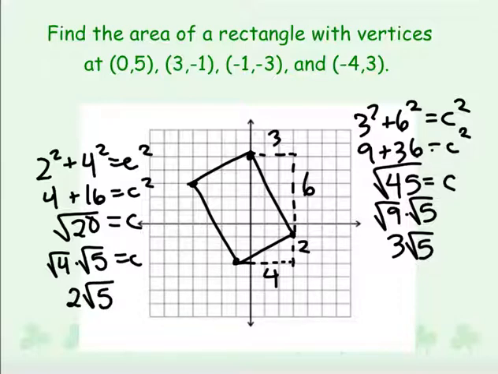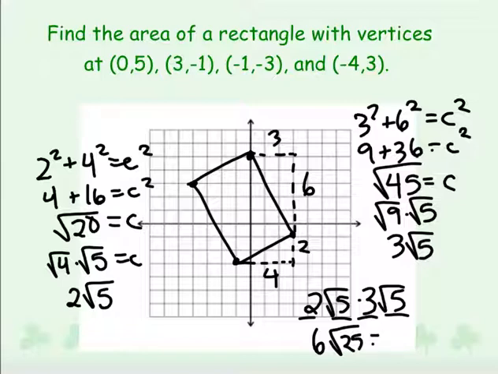Now, to find the area, I need to multiply these together. So we have 2 root 5 times 3 root 5. I multiply the 2 and the 3 to get 6. The root 5 times root 5 gives root 25. Well, that's just 6 times 5, or 30 units squared. All right, I'm just going to show you a couple other examples that you can try on your own.